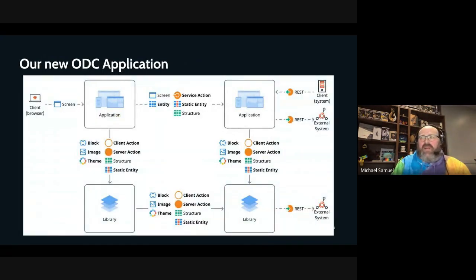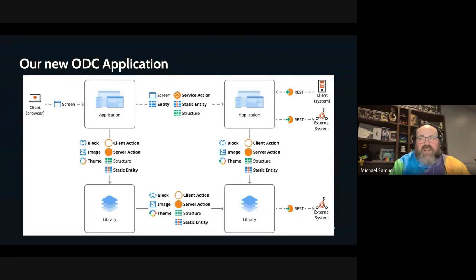In our new ODC application, we can see that applications can consume items. So you can see that application A and application B can consume, but only as weak dependencies. References to libraries are strong dependencies. Entities only exist within applications. Static entities can exist within applications and libraries, but they behave differently.